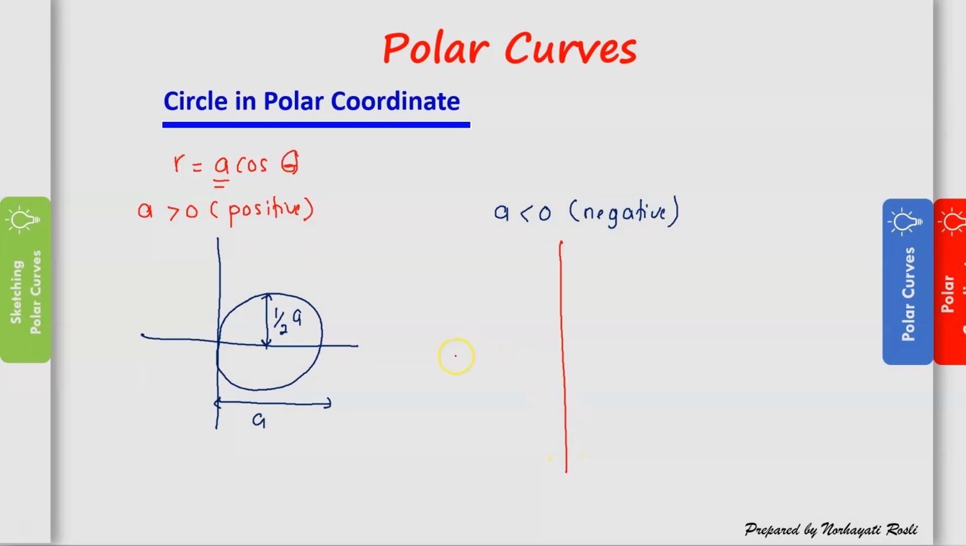If we have a less than 0, meaning a is a negative value, we will have a circle on the negative side of x, where the diameter of the circle is given by a, and we have 1 over 2 a as the radius of this circle.